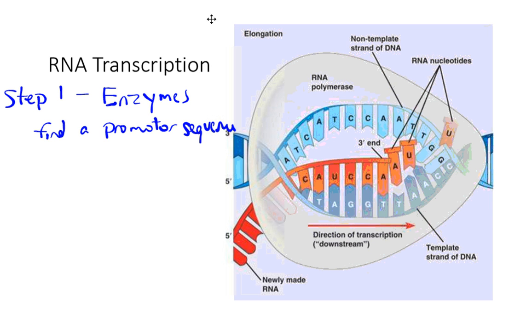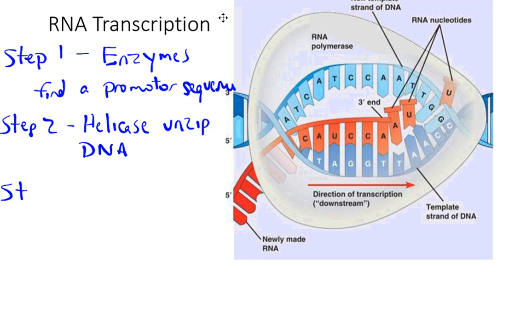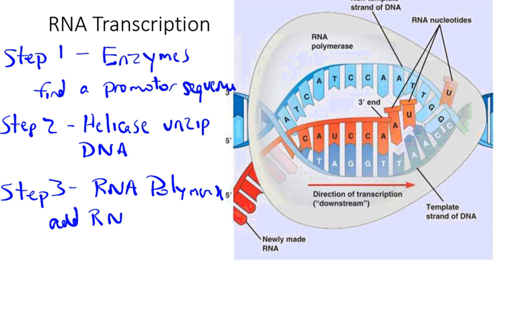One of them is a helicase, and it is going to unzip the DNA, the hydrogen bonds that form between the two strands of DNA. The third step then, most important, is RNA polymerase is going to add RNA nucleotides.